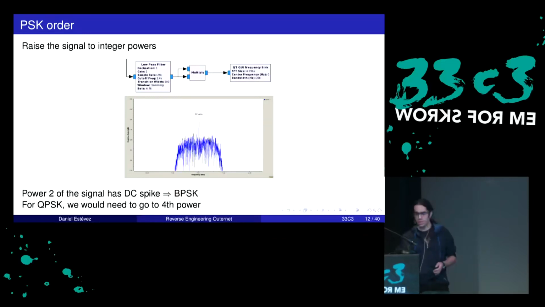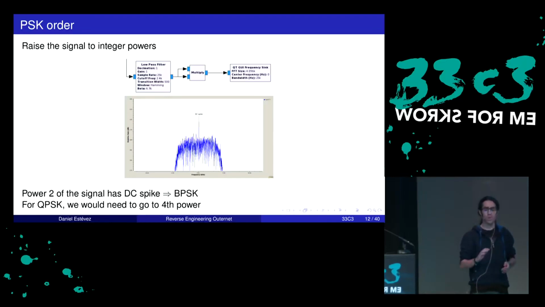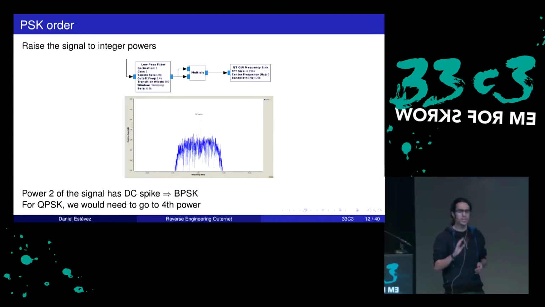And what happens when I look at the spectrum, I get a DC spike. So there's a strong frequency component next to 0. And this means that the signal is BPSK. If the signal were QPSK, I wouldn't get a DC spike for the power 2. I would have to compute the 4th power, so that's multiplying the signal with itself 4 times, in order to get a DC spike in the middle.